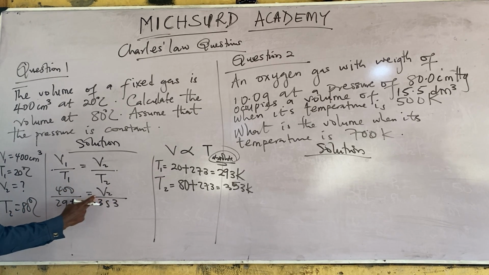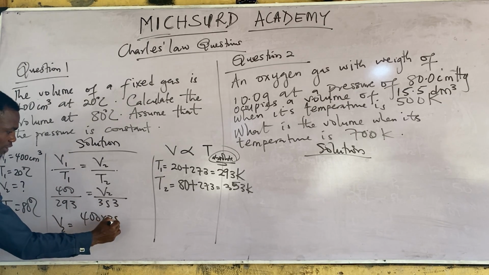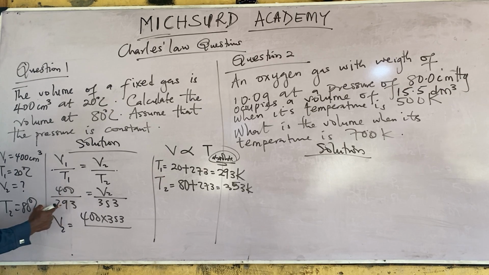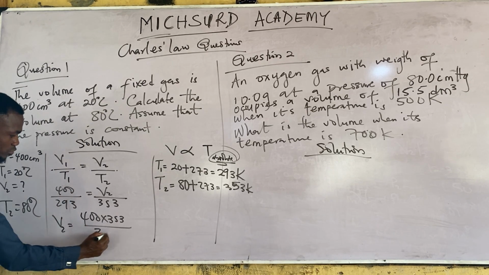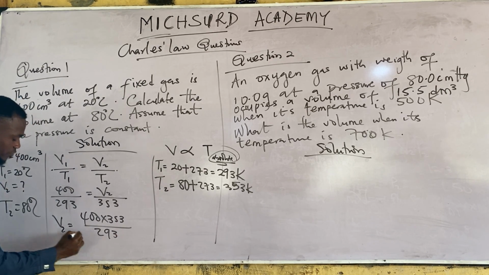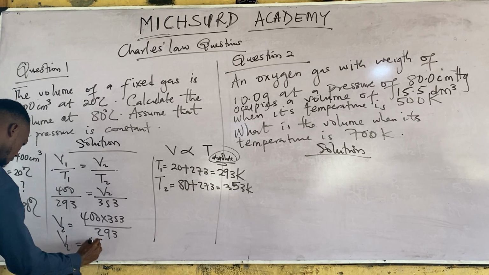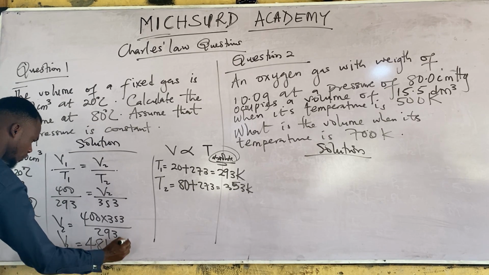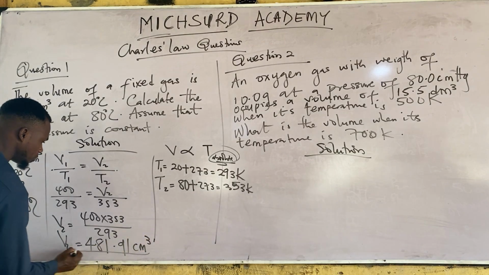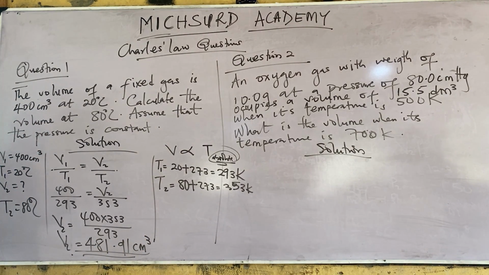400 will multiply with 353, and we divide this by 293. So that means my V2 will simply be 400 times 353, then divided by 293. If you do that division and punch it in your calculator, you should be getting 481.91 cm³. So that becomes the final volume.